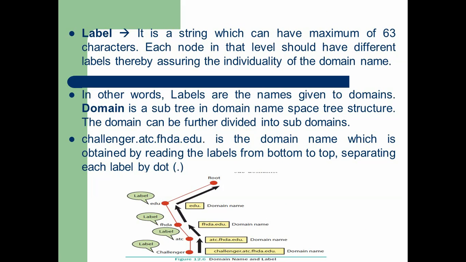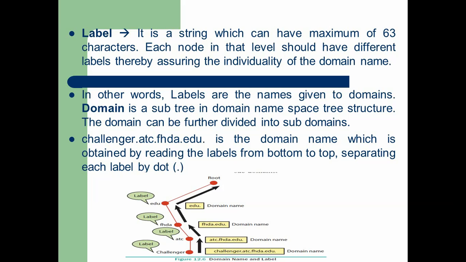For example, what is a label? Consider it a string which can have a maximum of 63 characters. Each node at that level should have a different label, thereby assuring the individuality of the domain name. So each and every node should have a label, a name, and that name should be unique, different from another one. So this label may contain up to 63 characters. In other words, labels are the names given to domains. A domain is a subtree in the domain namespace tree structure. The domain name can be further divided into subdomains.